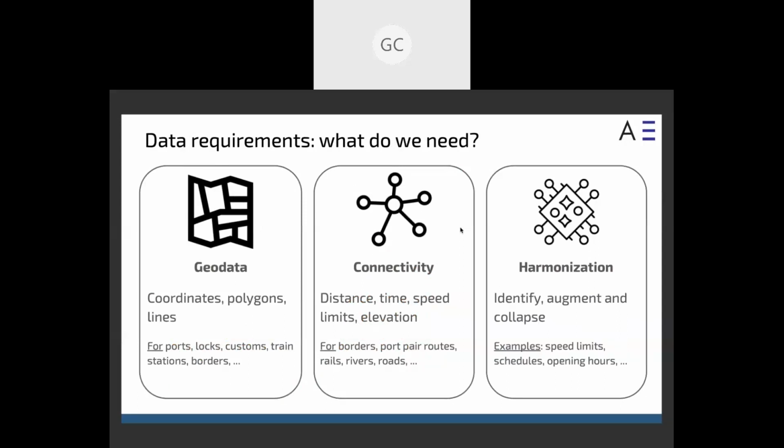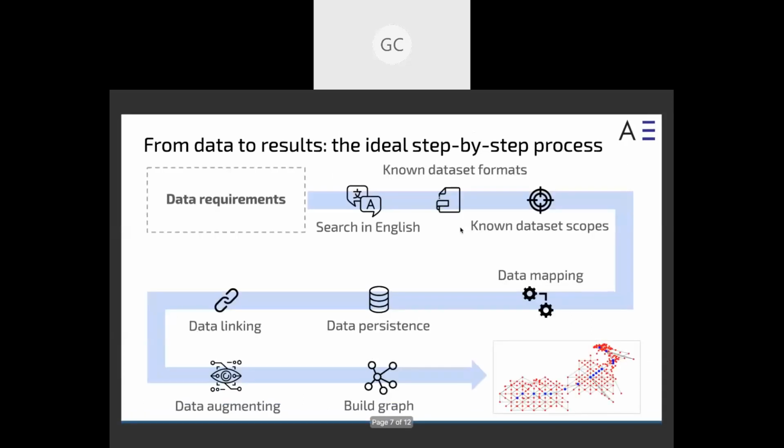That means that we need some data requirements that we need to match in order to then being able to develop the algorithm. And as you can see in this slide, basically, we have three main data requirement axes that are like geodata, connectivity, and harmonization. Because we need information about the location, such that the coordinates, but then we need to make them connected so that we need to know how to go from one point to another by means of the distances, times, speed limitation, and whatever. And finally, maybe we need also to augment this data in order to provide a better estimation in the end.